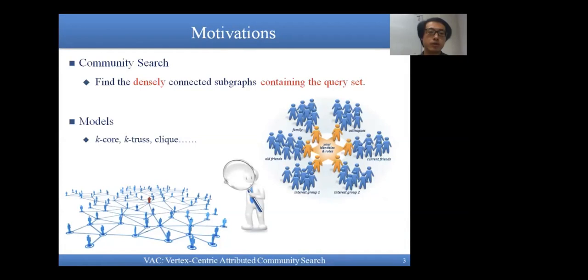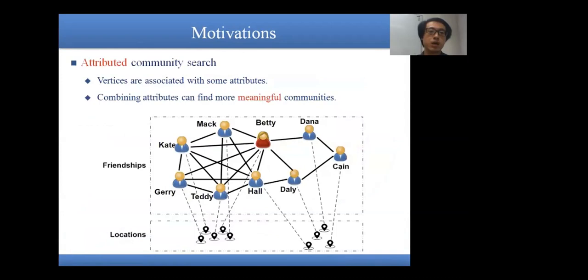Many models have been used for community search, such as k-core, k-truss, and clique. In real applications, vertices in the graph are usually associated with attributes, such as location attributes and textual attributes. Combining these attributes can help users find more meaningful communities. For example, for the network in this figure, if we only consider friendship and the query vertex, we can find a community that consists of six members. If we take the locations into consideration, we can find that one member is excluded from the community, since he is far away from the other members in the community.